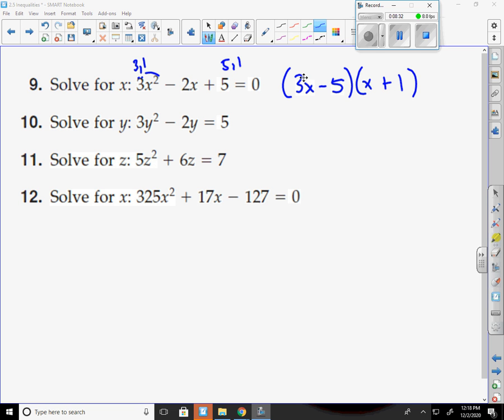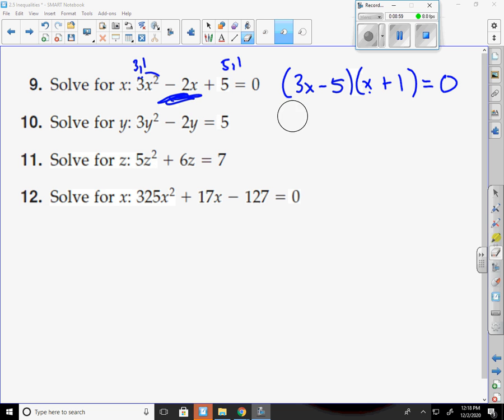To check my answer, 3x times 1 gives me 3x. Negative 5 times x is negative 5x. 3x minus 5x gives me negative 2x, which is what I was looking for in the center. So it's kind of an art form to learning how to factor it that way, especially when we have a coefficient in front of the x squared that's other than 1.